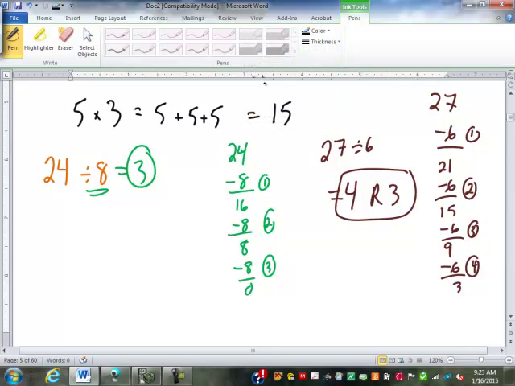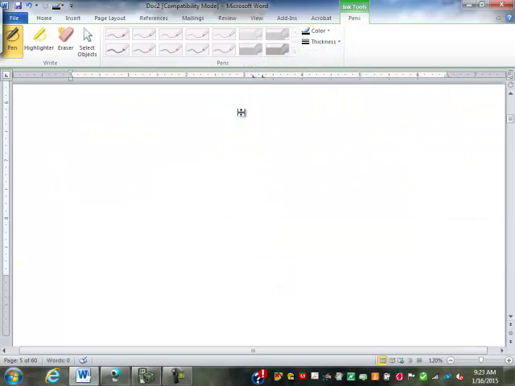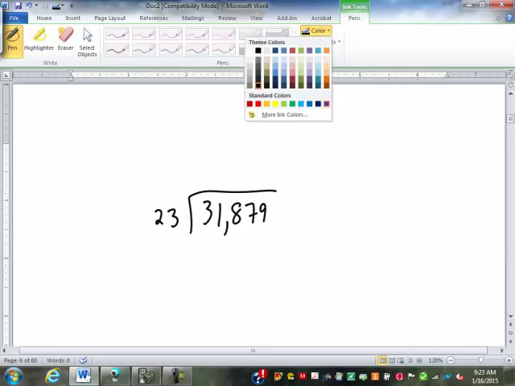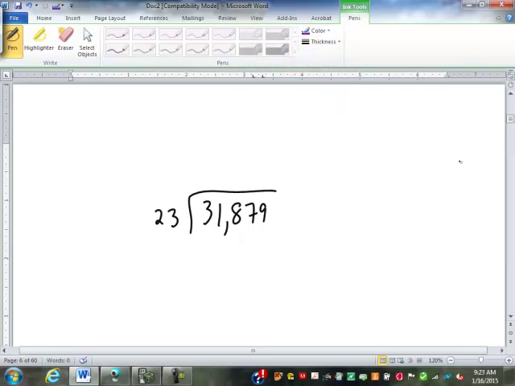Now with that in mind, let's take a peek at long division. So let's take 31,879 and divide by 23. Now we just said that division was repeated subtraction. I am not about to start subtracting 23 from 31,000. We don't have that kind of time. But if I could subtract a whole bunch of 23s all at once, it would speed up the process. And that's what long division is.